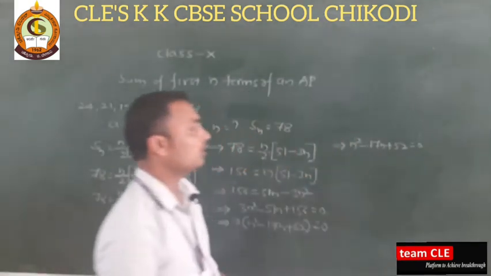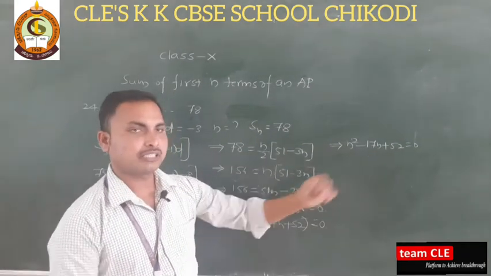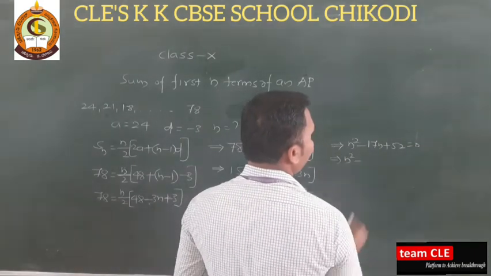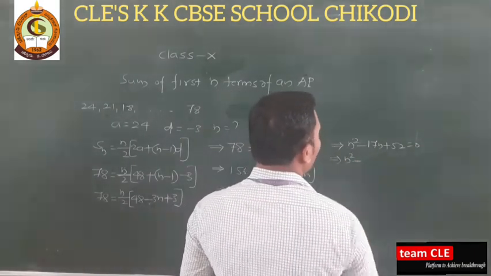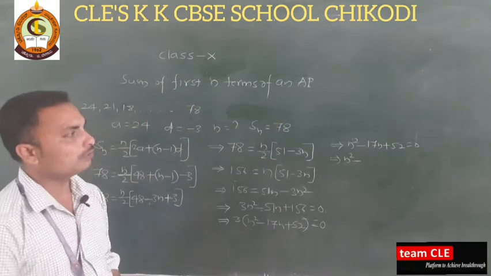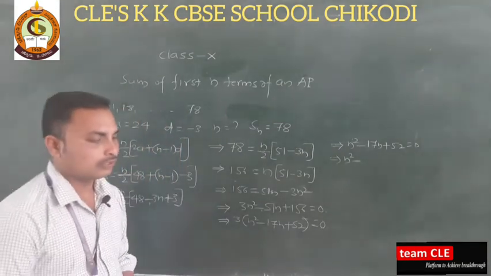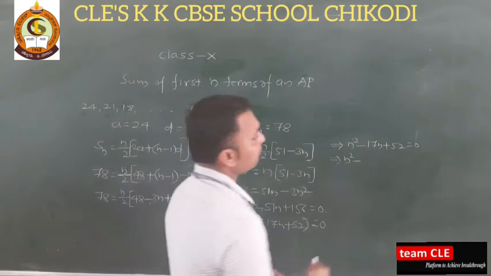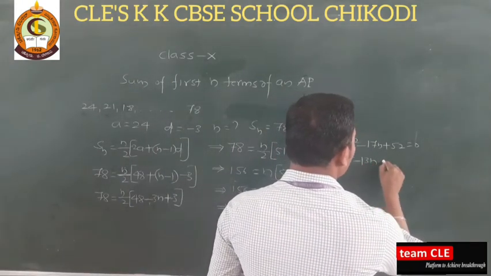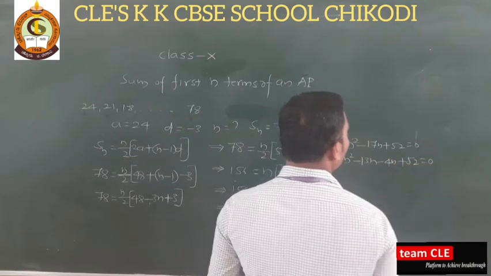Now this is a quadratic equation, so you know it very well: factorization method, splitting method. We have n square and minus 17. How can we separate this? We can separate it as 13 and 4: n square minus 13n minus 4n plus 52 is equal to 0.